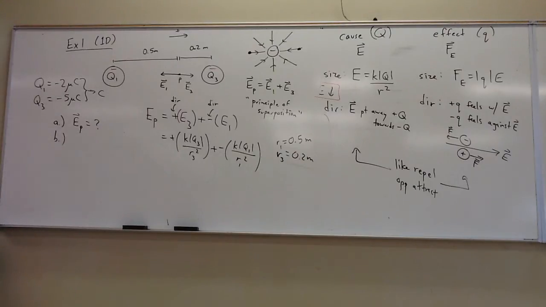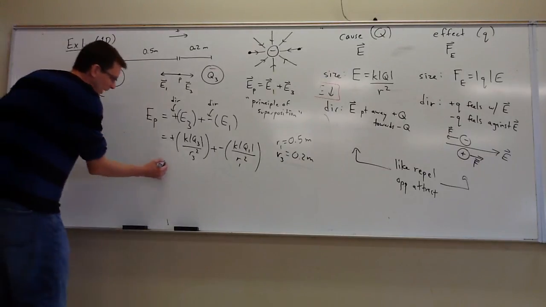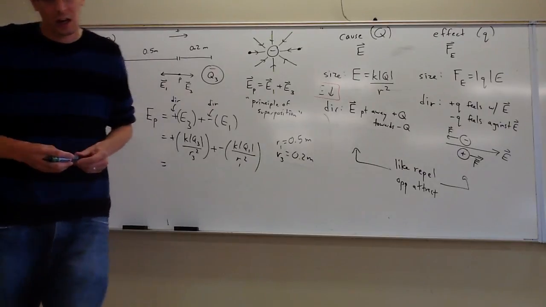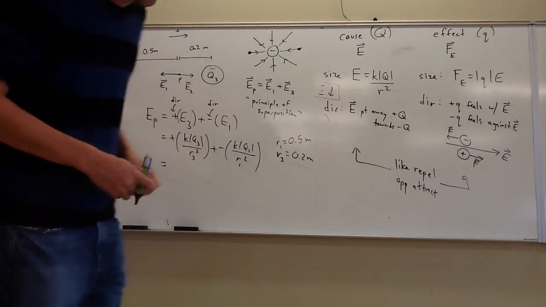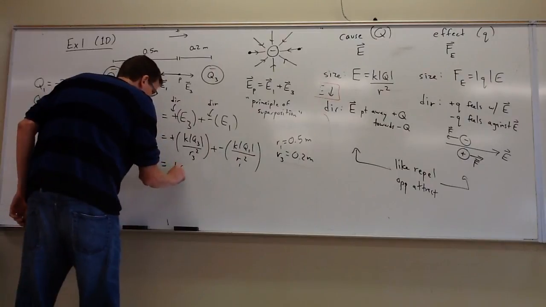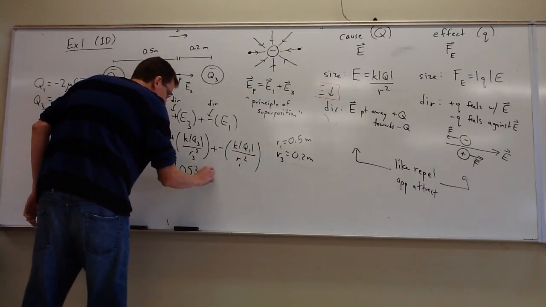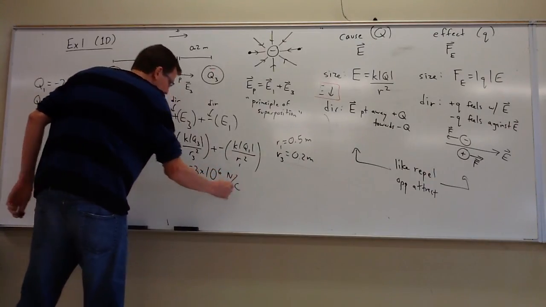So you plug all that in, and you just get a number, and I'll tell you what that number is. That number is 1.053 times 10 to the 6th newtons per coulomb.